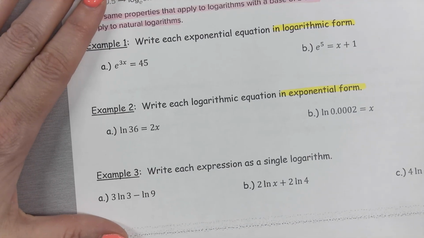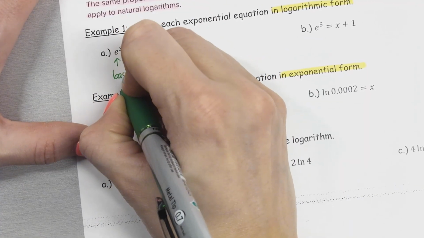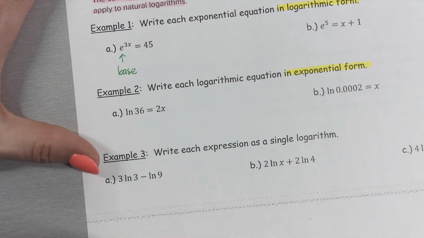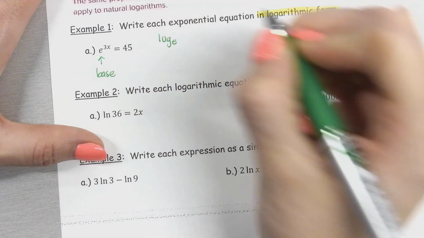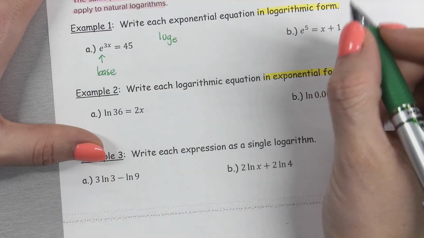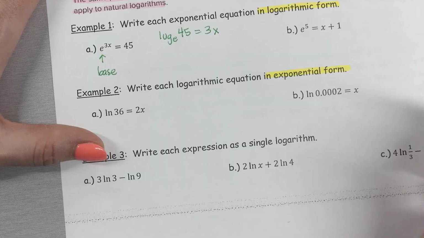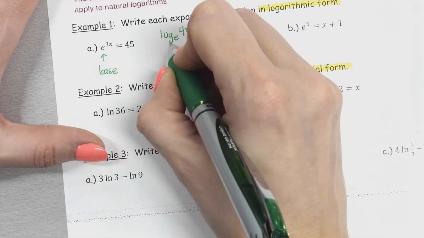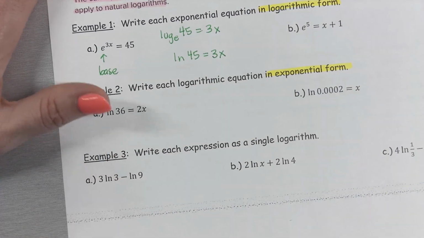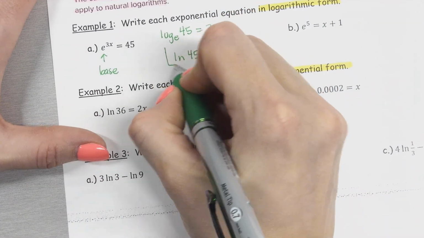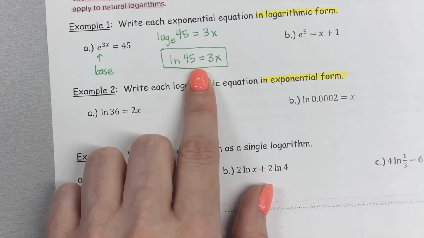All right, let's see how we did for this first one. Remember, whatever you have here as the base of your exponent is going to be the base of your log. If you want to write the first step as log base e of 45 is equal to 3x, that can be your first step. But your final answer is going to be the natural log of 45 equals 3x. You don't have to solve for x here. All we're doing is writing this in log form. So this can be your final answer.